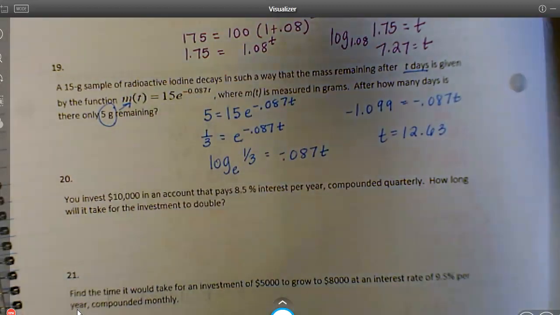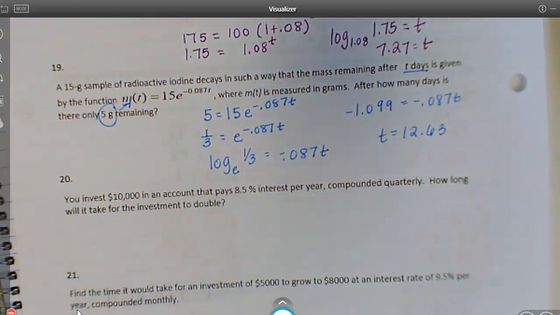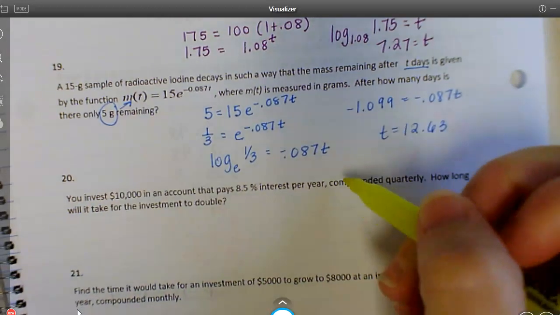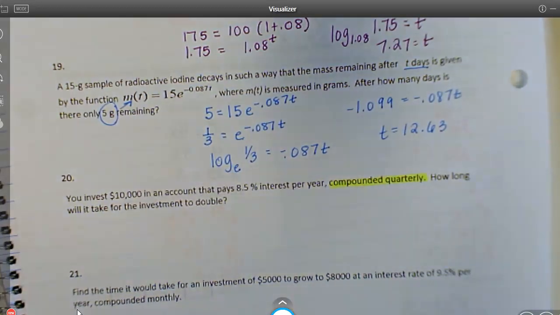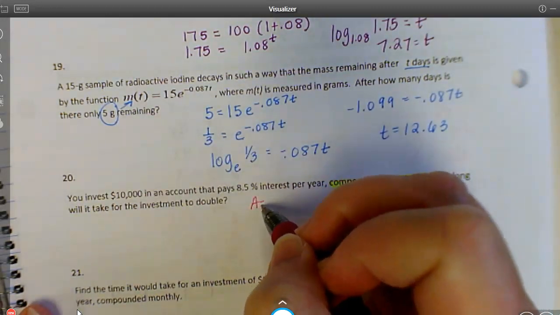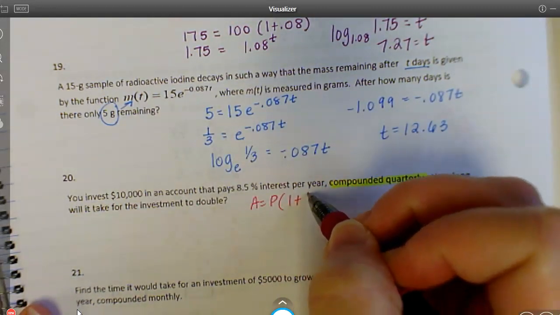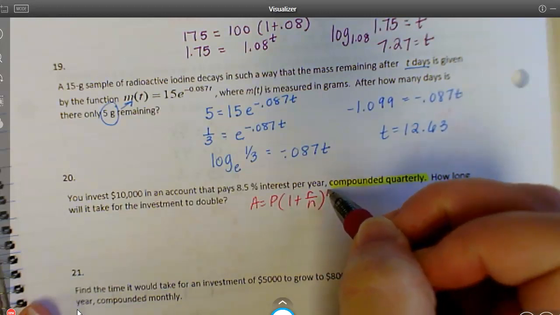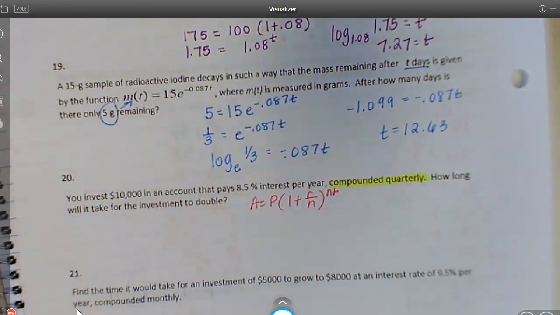What equation are we going to use in this one? So I see that compounding right there, and that clues me in. So I have to use that equation because it says compounded quarterly. Go ahead and set that up. We'll see if you can solve it, and then we'll talk about it here in a second.